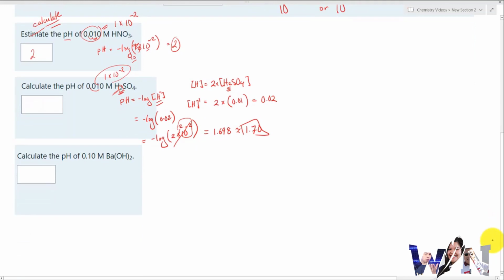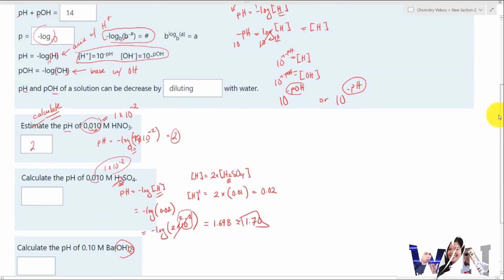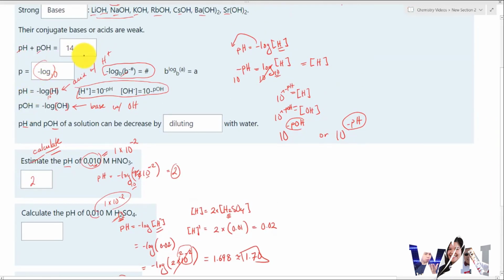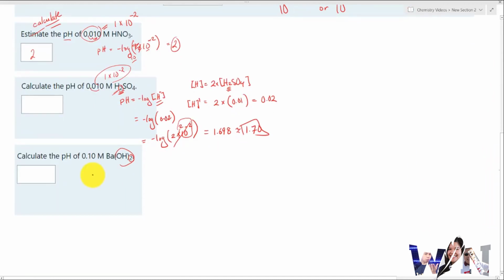Now let's try the most challenging question of them all. And that is, how do you calculate the pH when there is a base? And especially this base has a 2 to it. So this is where it gets really tricky. We learned that pH and pOH equal to 14. We know that for sure. Okay, so let's do that. pH plus pOH equal to 14.